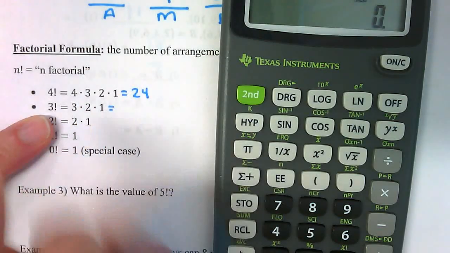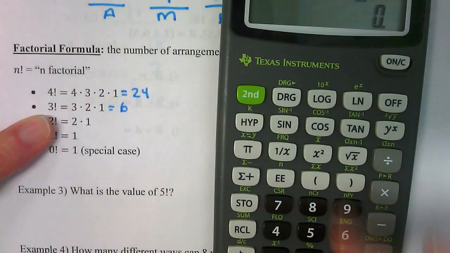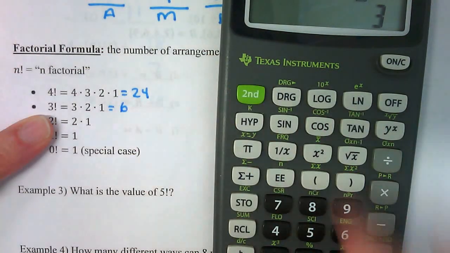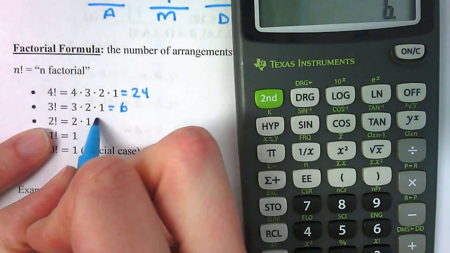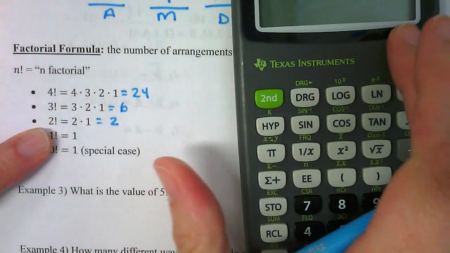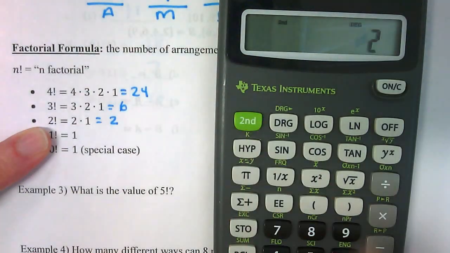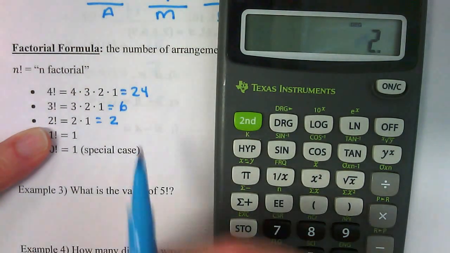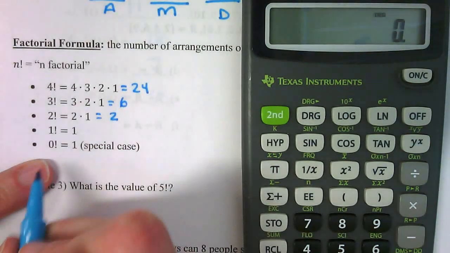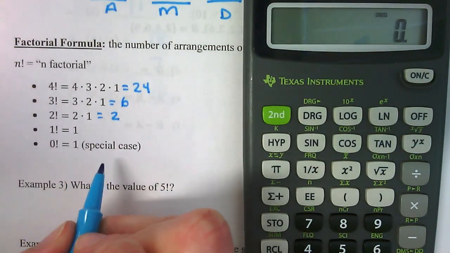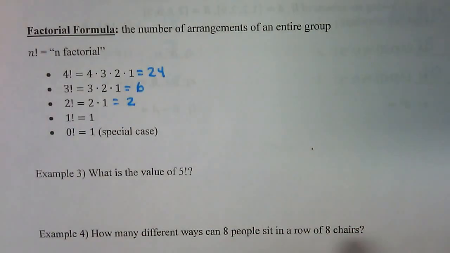So same thing here, I can just do 3 times 2 times 1, which I know that's going to give me 6, but if I'm not sure, I could check it on my calculator and get 6. Okay, 2 factorial is just 2 times 1, which is 2, but if you want to practice using your calculator again, you type in the 2, and you hit second 3, and you get 2. And then 1 factorial, it's just 1. And this one's kind of weird. It's a special case. If you have 0 factorial, it's 1. Okay.